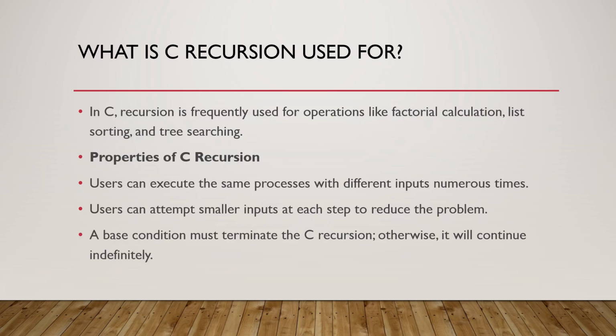Next, let us see why recursion is used in C. In C, recursion is frequently used for operations like factorial calculations, list sorting, tree searching, Fibonacci series, and so on. Properties of C recursion: the user can execute the same process with different inputs. The code can be executed numerous times with different inputs given by the users. Users can attempt smaller inputs at each step to reduce the problem. A base condition must terminate the C recursion, otherwise it will continue indefinitely.